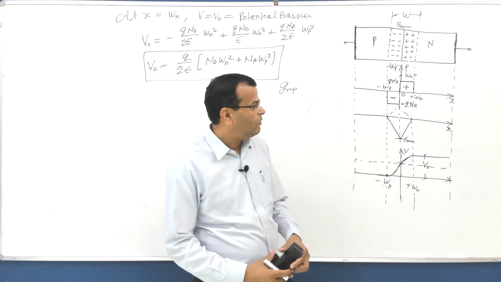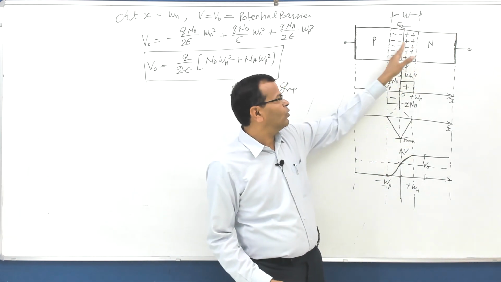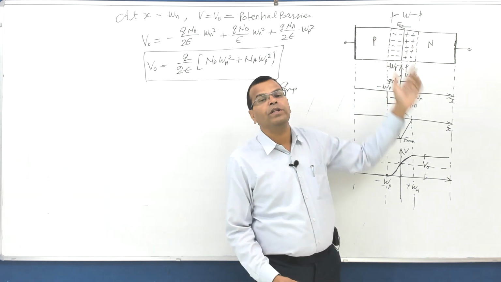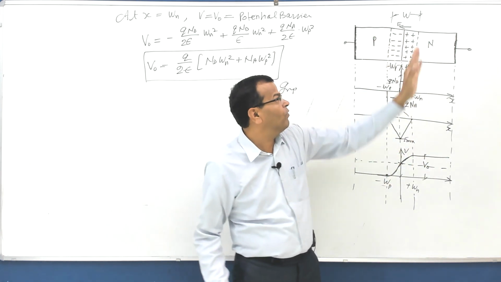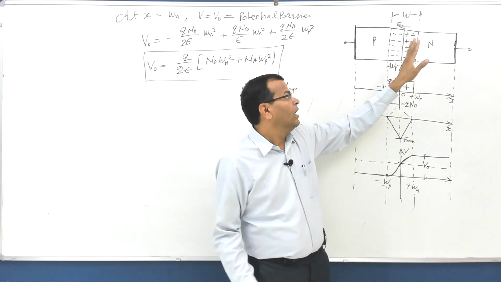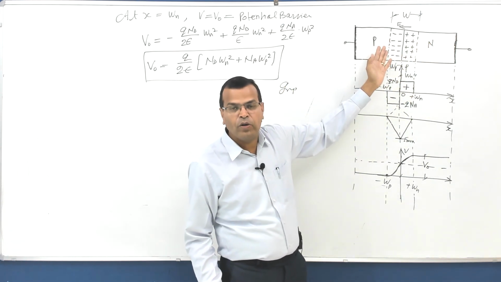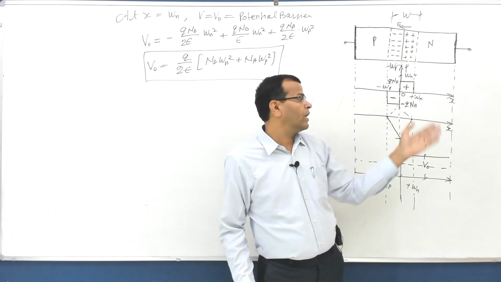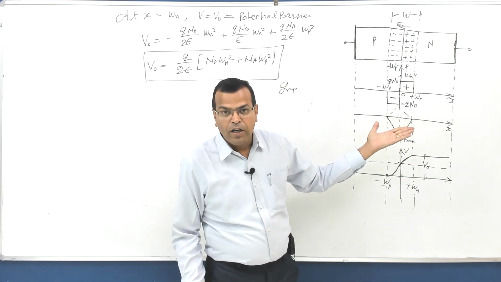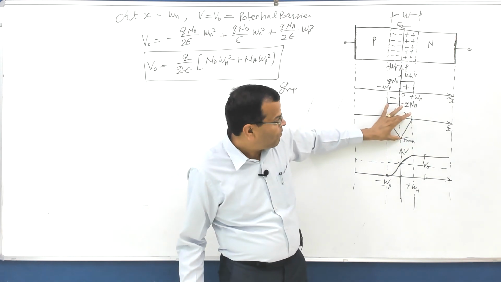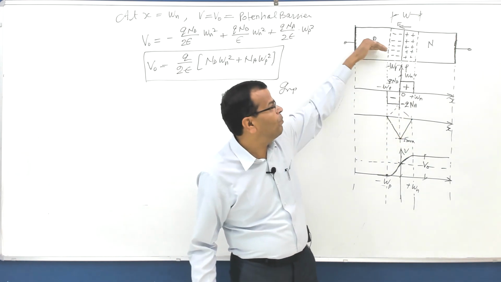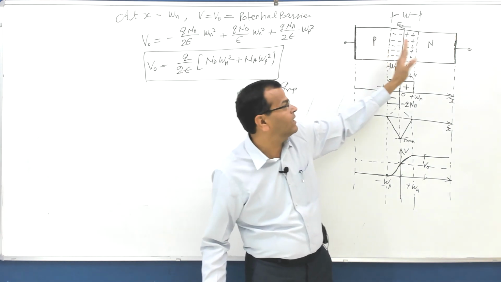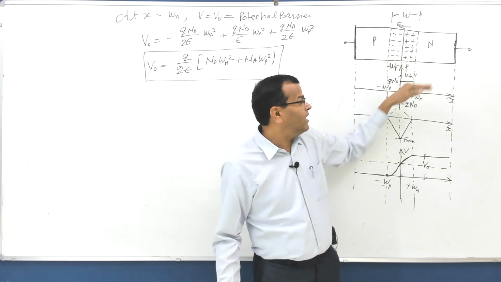How can it be positive? If you are moving from N side to P side, sorry, not potential, the electric field is positive. If you take N on this side and P on this side, you will be moving in the direction of the electric field, so the electric field will be positive there. This part may be negative when you move from P to N side. If you take this side as the negative x-axis and this side as the positive x-axis, then E will be negative.